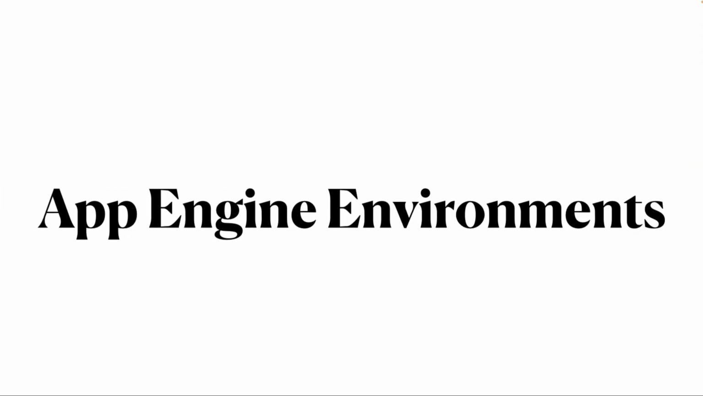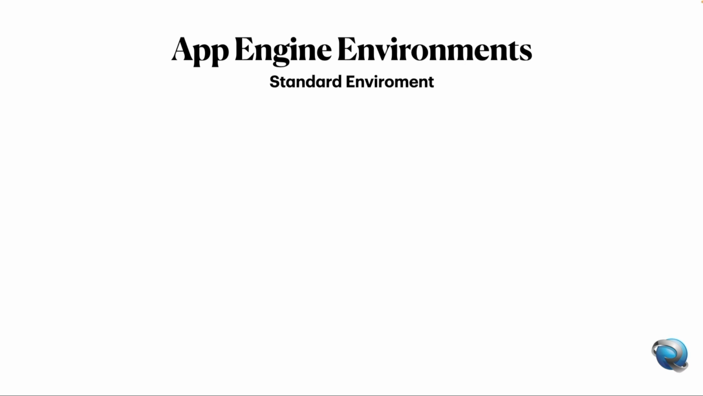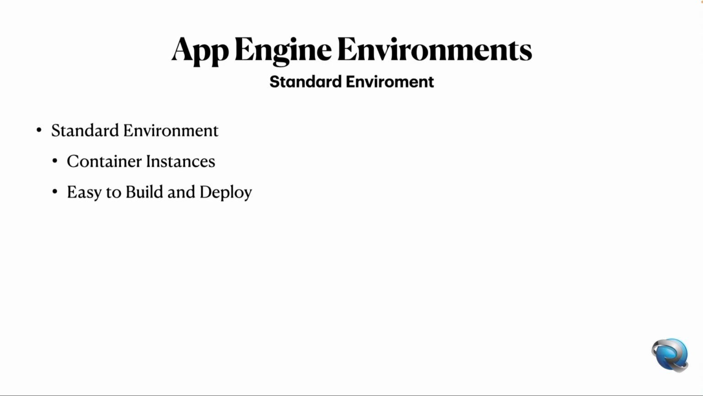App Engine environments: it has two, standard and flexible. Let's take a look at the standard environment. App Engine standard environment is based on container instances running on Google infrastructure. Containers are pre-configured with one of several available runtimes. The standard environment makes it easy to build and deploy an application that runs reliably even under heavy load and with large amounts of data.